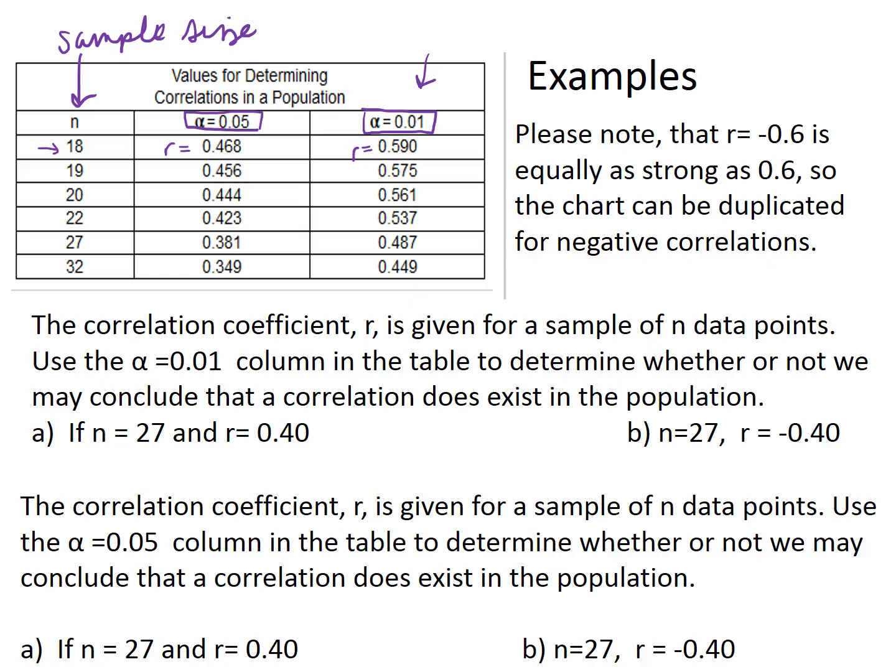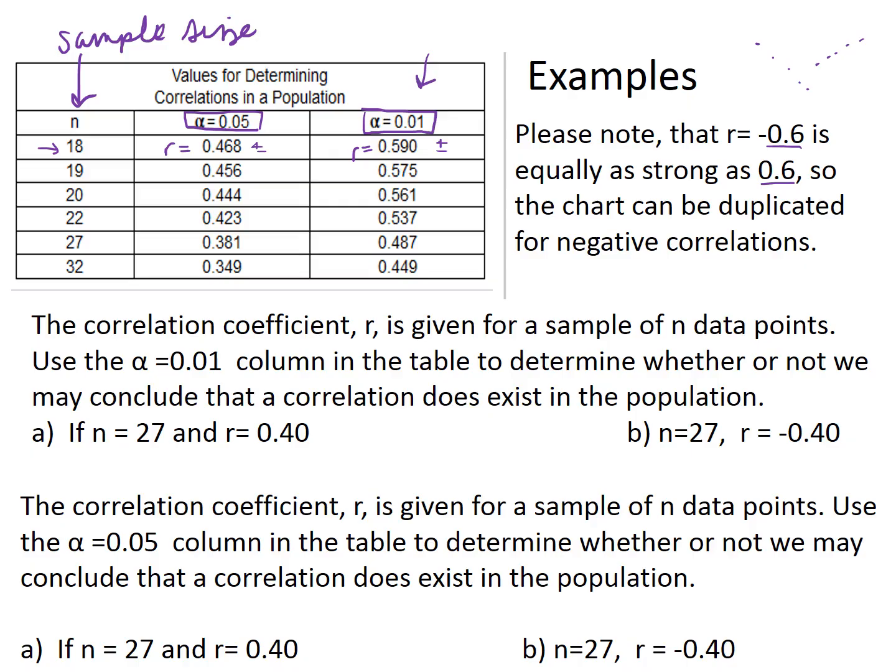Okay. Please note that R equals negative 0.6 is equally as strong as 0.6. Right? They're the same. It's just that one is going this direction and one is going that direction. But they have the same strength, just like 1 is the highest and negative 1 is the highest. So the chart can be duplicated for negative correlation. Each one of these is positive or negative, depending on which direction the scatter plot goes.